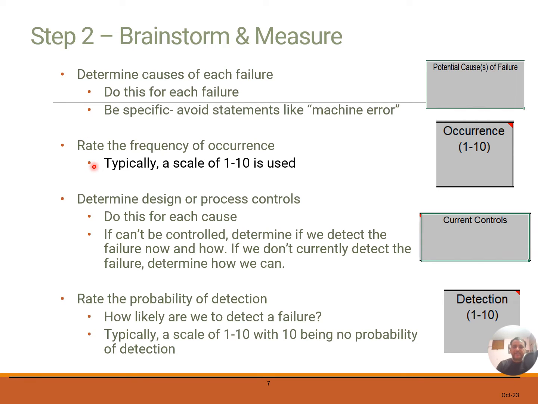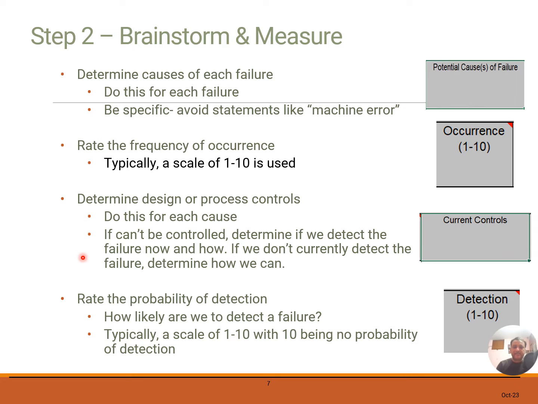Next, for each identified failure, rate the frequency of occurrence on a scale of 1 to 10. This numerical rating provides valuable insights into how often a particular failure is likely to occur. A high score indicates a frequent occurrence, demanding urgent attention and a mitigation plan.